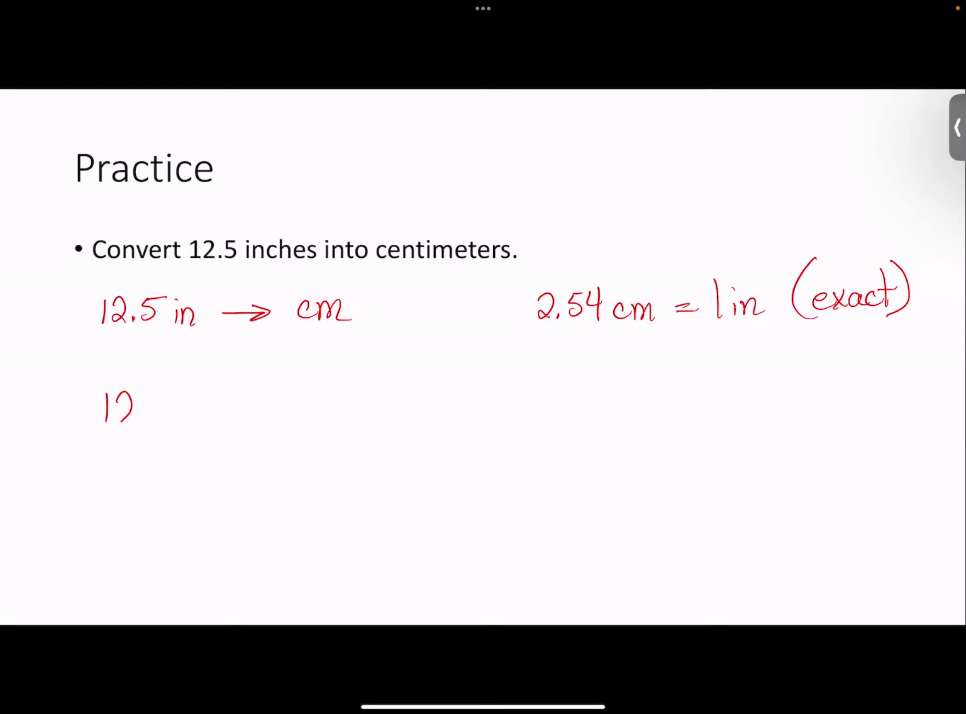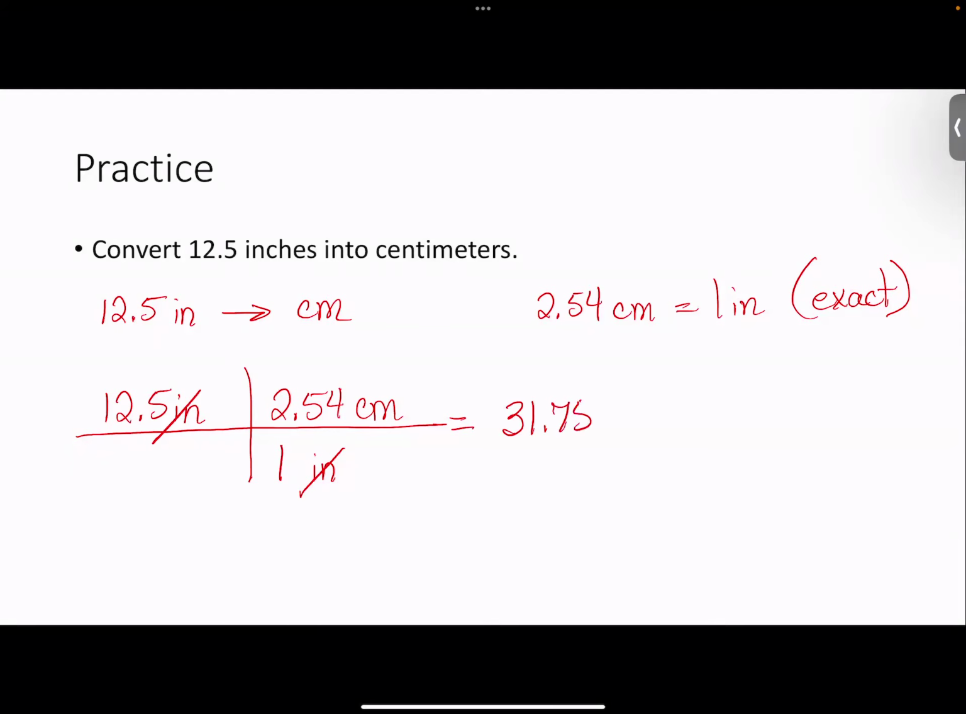So now to do the conversion, we take the 12.5 inches and we need to convert that into centimeters. The inch is placed in the denominator so that the unit will cancel out. The centimeters are placed in the numerator. And you get the value of 31.75 centimeters. Now, with respect to significant digits, your first value has 3 significant digits.